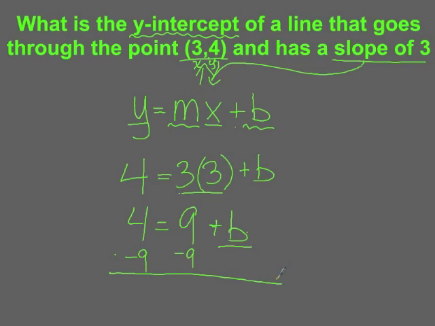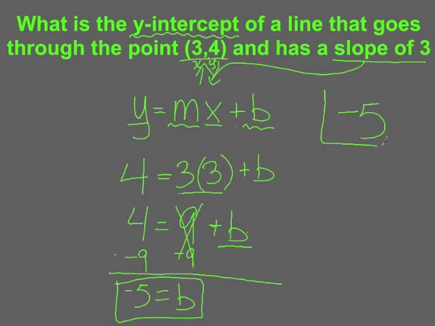4 minus 9 is negative 5. Those cancel out. We're left with b. So b equals -5. And in our equation, b is our y-intercept. So my y-intercept for this problem is -5.